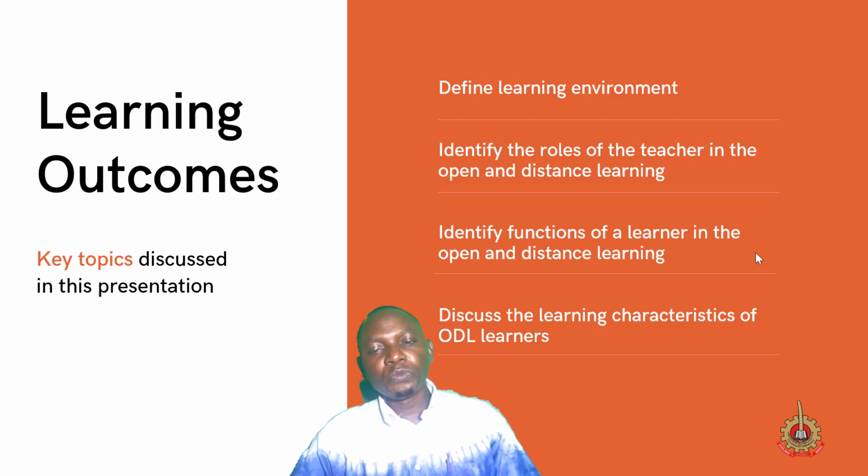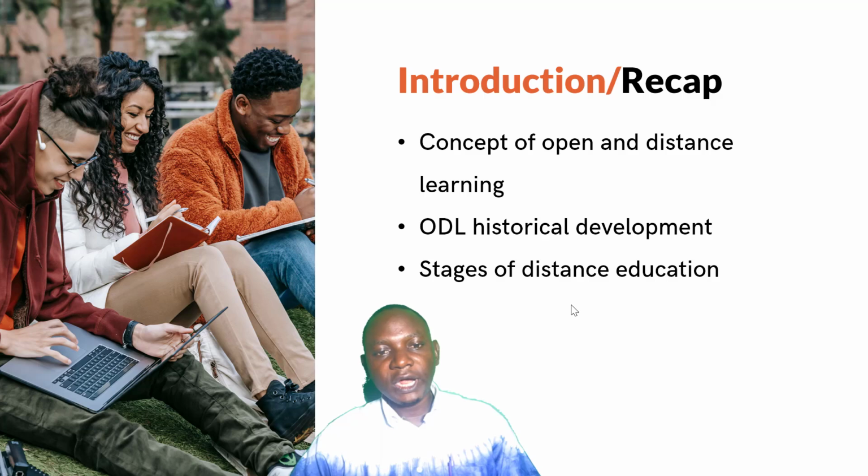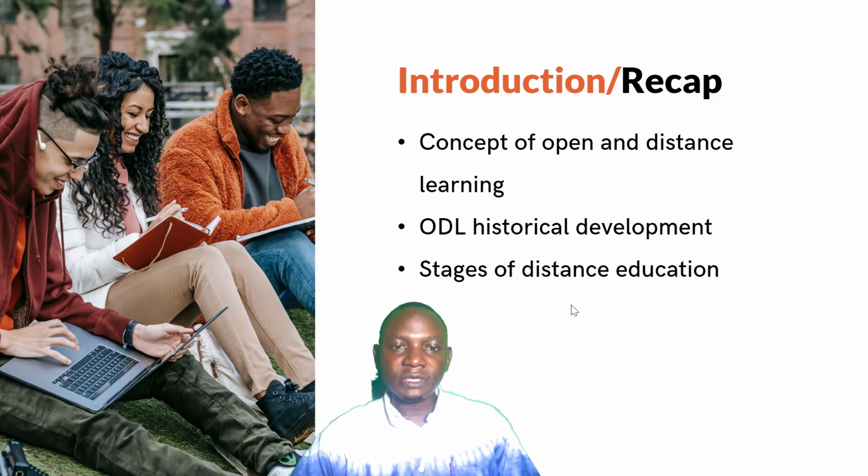The learning outcomes for this study session are: first, to define what a learning environment is; then to identify the roles of the teachers in the open and distance learning system; and we'll cap it up by discussing the learning characteristics of ODL learners. So we are going to look at you as a learner in ODL. What are the basic characteristics that you need to inculcate in your learning process so that you will come out strong at the end of the day?